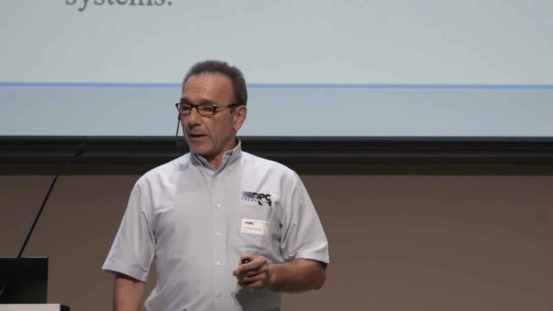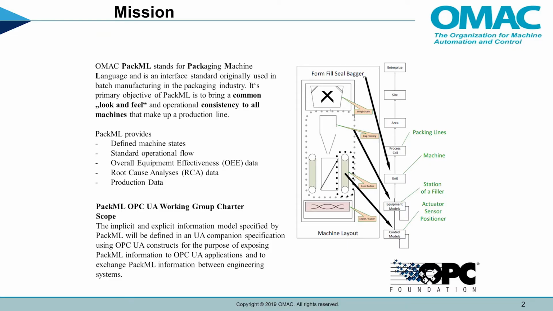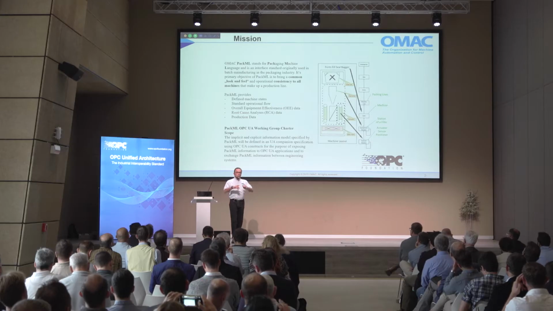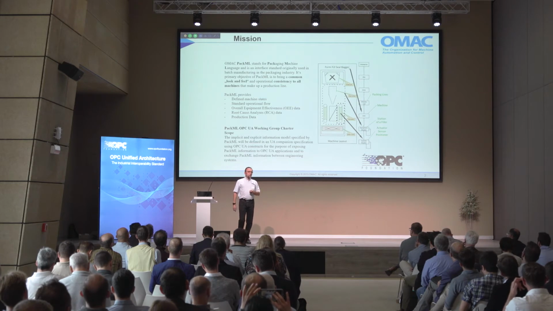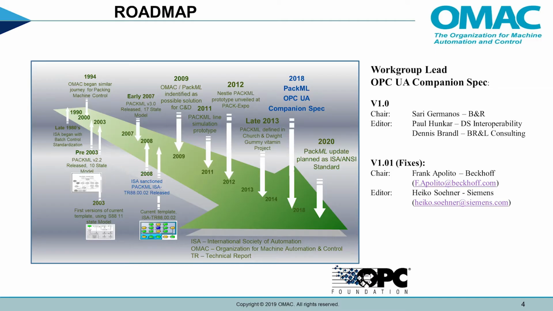If you do not know PackML: OMAC PackML is a standard for packaging machines. The goal of PackML is to provide defined machine states, standard operational flow, overall equipment effectiveness, and root cause analysis for production data. So there were a lot of things they wanted to do.